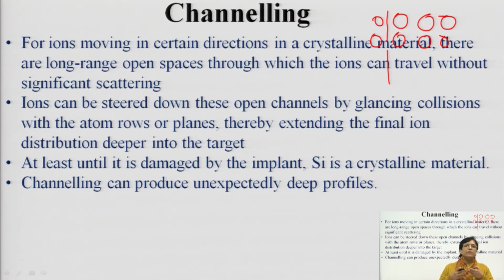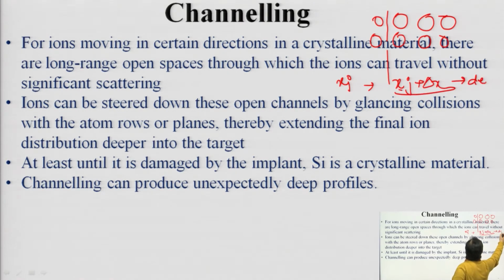So, naturally, if you want the junction depth to be xj, since there is already a channel available, it may go to xj plus delta xj, deeper than the desired profile, deeper into the bulk, because it has got open space to move within the substrate. So, this has to be very carefully dealt with. Silicon is a crystalline material, and channeling can produce unexpected and deeper profiles.